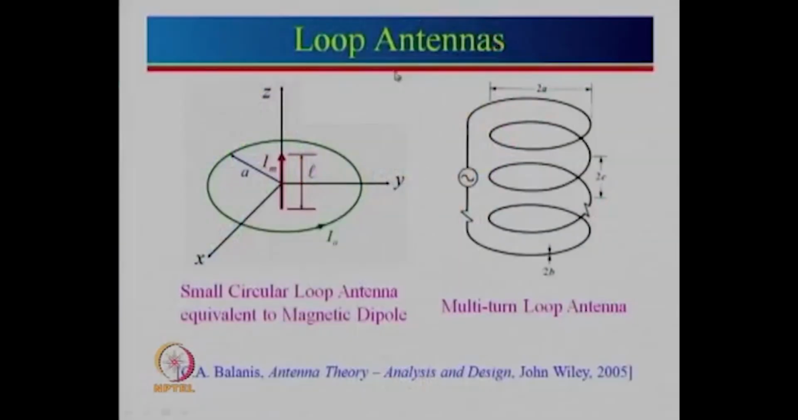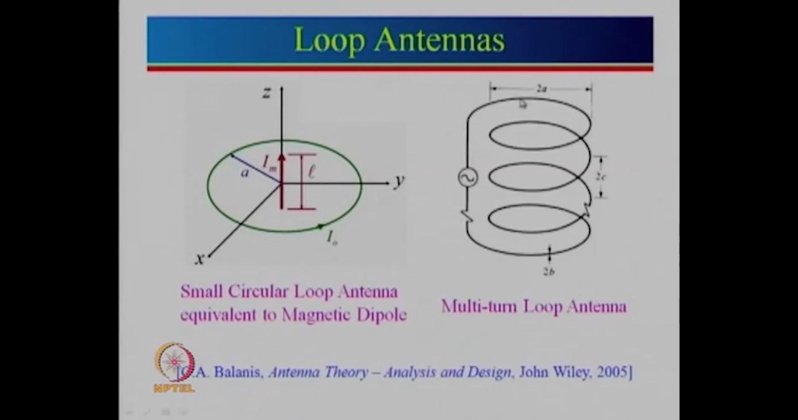Now, another interesting thing with the loop antenna is that instead of using a circular one, one can use even a triangular or square one. If it is small, the radiation pattern is still given by the simple magnetic dipole equivalent to the electric dipole. Now, many a times multiple turn loop antennas are used also, because since it is a small loop antenna, it may have a very poor radiation characteristic as well as poor impedance, which we will see when we talk more in detail about loop antenna.